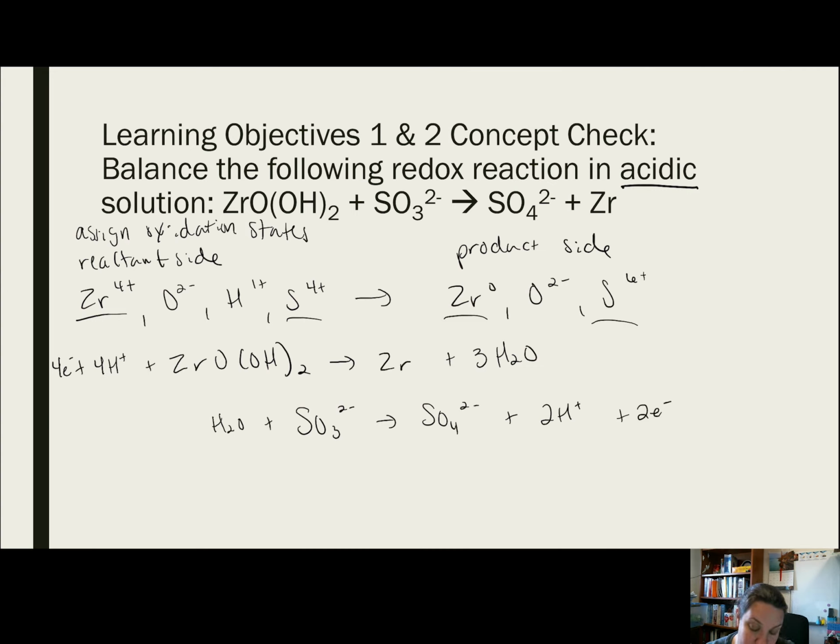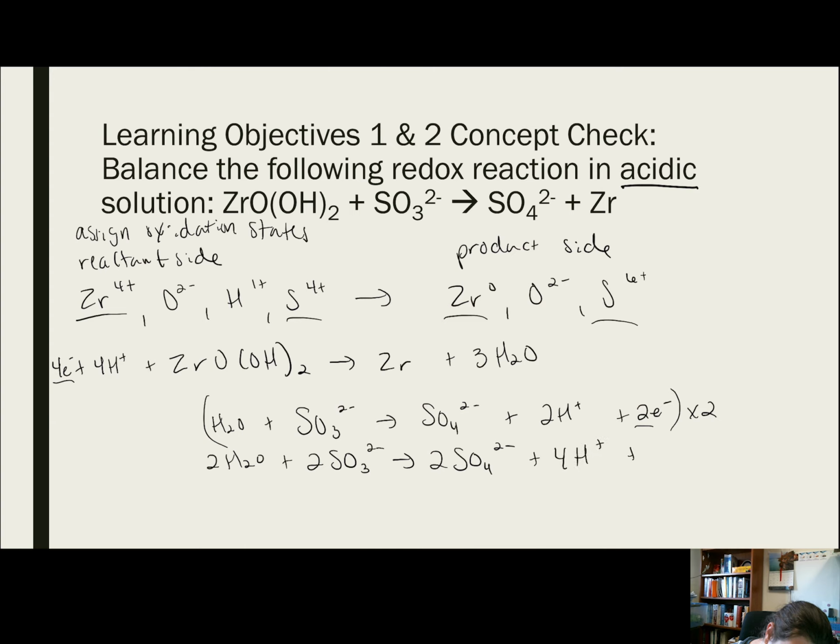We need to compare and multiply by a common multiple. So we have 4 electrons here, 2 electrons here, so we need to take this one and multiply by 2, giving us 2 waters plus 2 sulfites going to 2 sulfates, plus 4 hydrogens and 4 electrons.